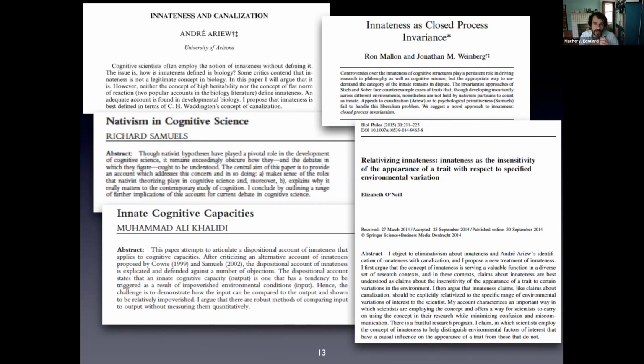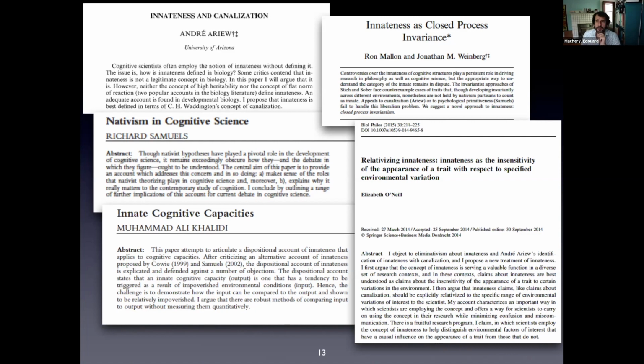André Ariew, the philosopher of biology, has identified, for example, innateness with the biological phenomenon called canalization. Richard Samuels, an influential philosopher of cognitive science, characterizes it as a primitive. So what is innate is what is primitive for cognitive science as a first approximation. Muhammad Halidi has another view of innateness. Elizabeth O'Neill has another view, and so on and so forth.